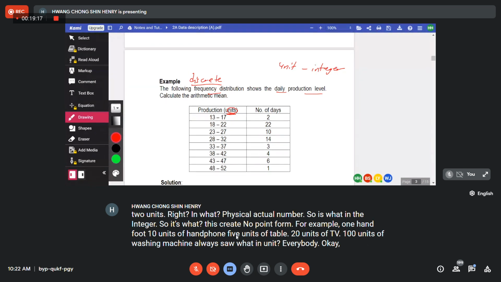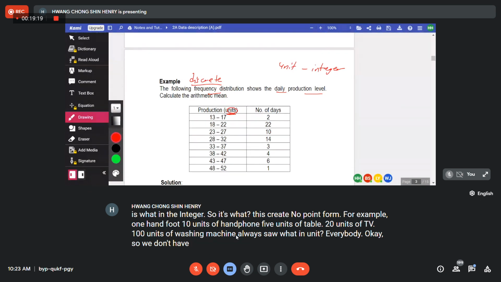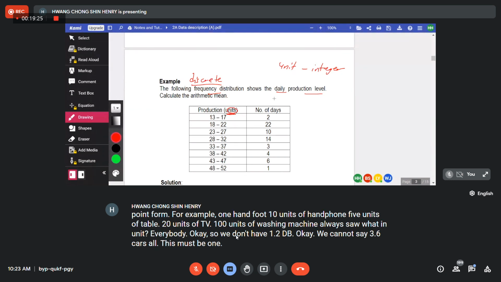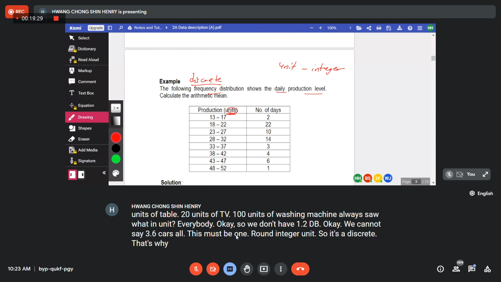Everybody okay? So we don't have 1.2 TV. Okay, we cannot say 3.6 cars. All this must be what? Round integer unit. So it's discrete. That's why you can see here, there's a gap here. 17, 18, right? 22, 23. Remember, there's a gap by 1.